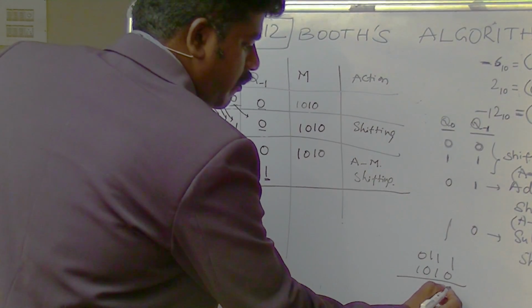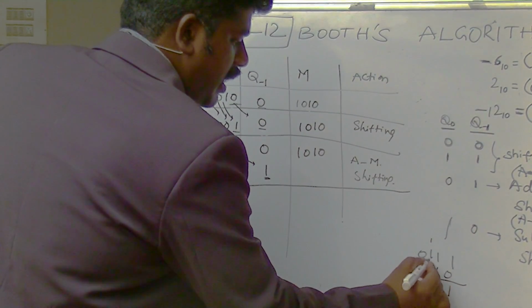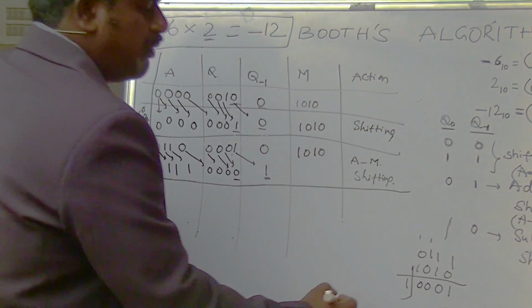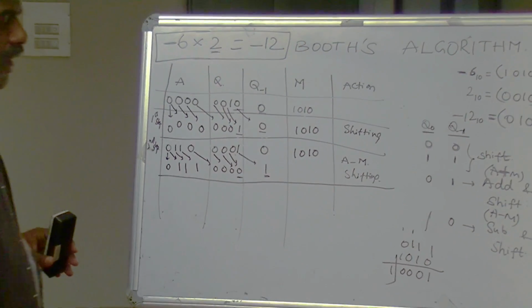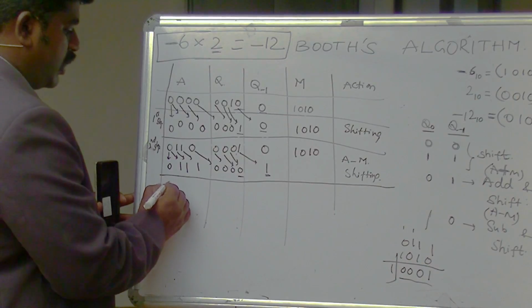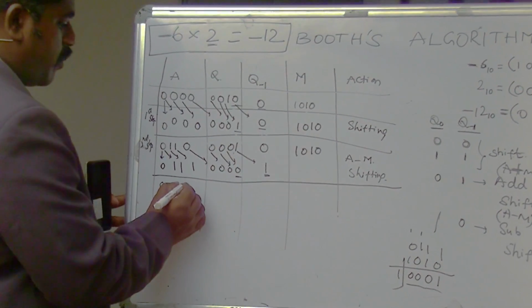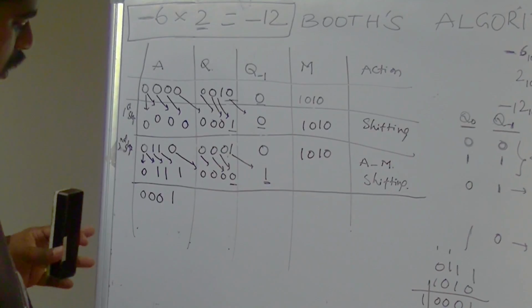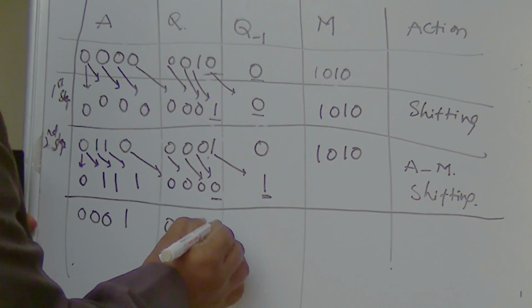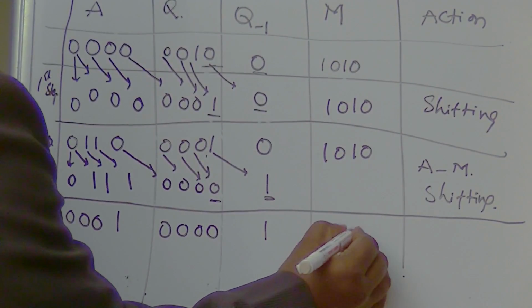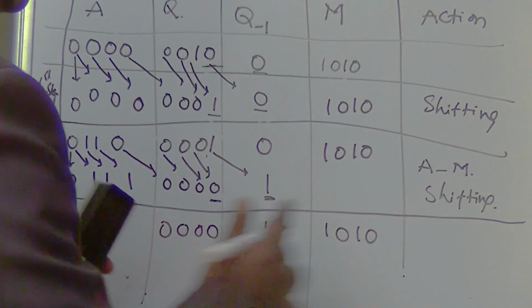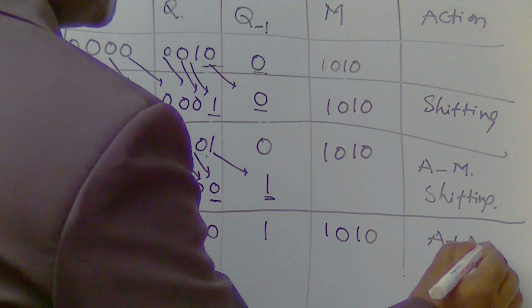So when we do this addition, we leave the overflow. We just copy this value into the A register, that is 0, 0, 0, 1. Then copy the Q value as it is, 1 and then 1, 0, 1, 0. What action have we performed here? Here, A plus M. Got it?